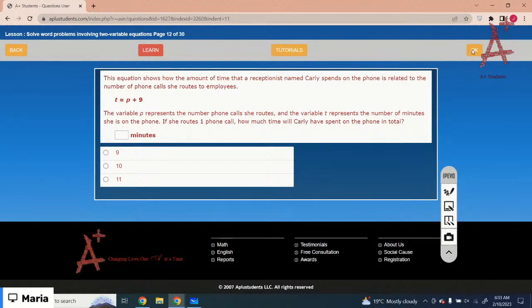Got it? So it is T equals P plus 9. The value you are given for P equals 1. Got it? So it is 9 plus 1. So 9 plus 1 equals, yes, it is 10. So just select the correct option, then click on the OK button.